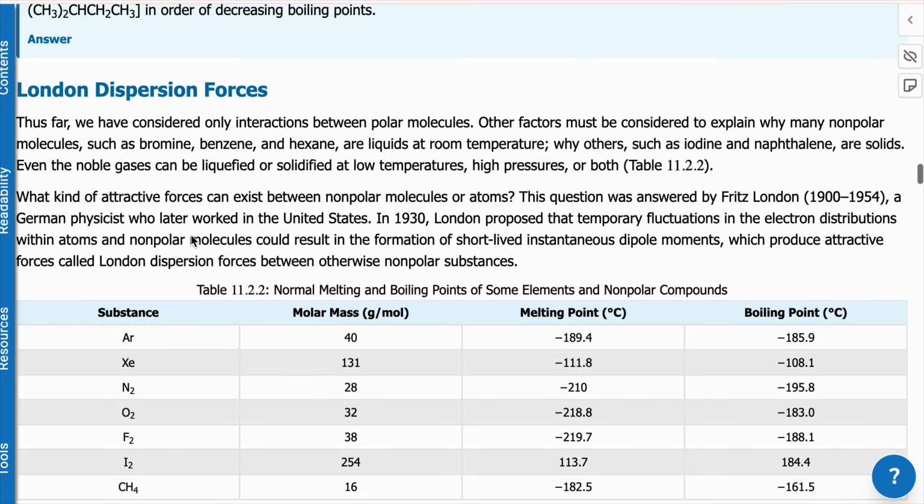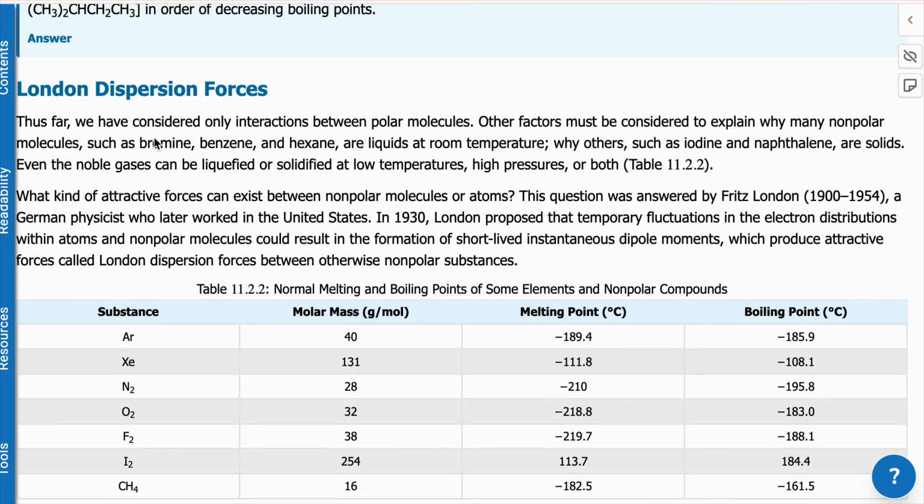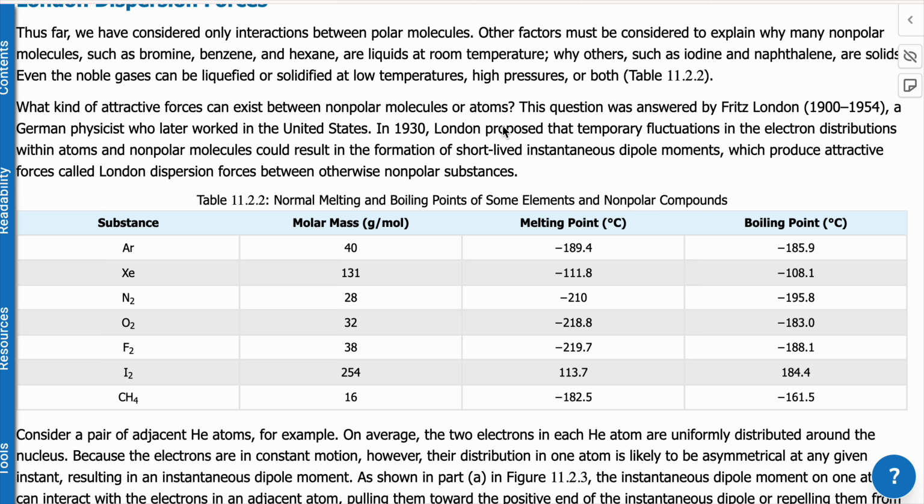London dispersion forces. Thus far we have considered only interactions between polar molecules. Other factors must be considered to explain why many non-polar molecules such as bromine, benzene, and hexane are liquids at room temperature, while others such as iodine and naphthalene are solids. Even the noble gases can be liquefied or solidified at low temperatures, high pressure, or both. What kind of attractive forces can exist between non-polar molecules or atoms?